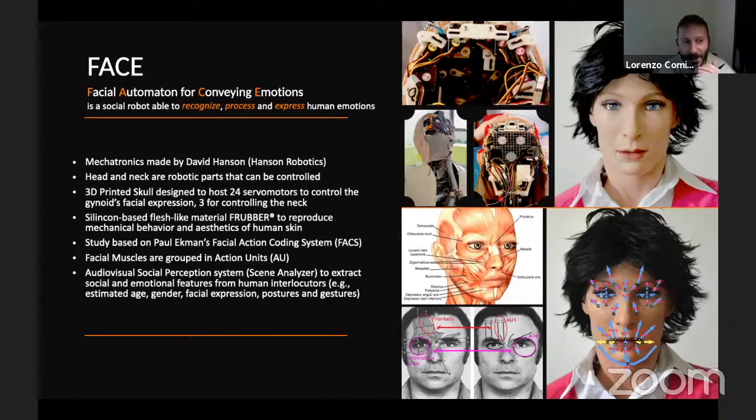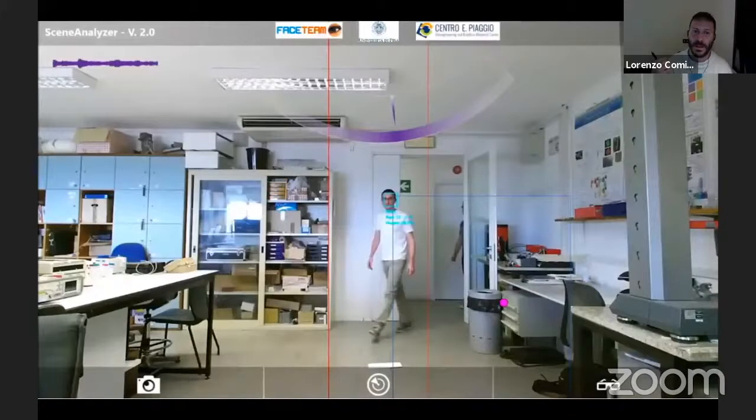The head and the neck are robotic parts that can be controlled by an artificial intelligence. Practically, she has, I'm sorry if I say she, but it's a genoid, so I will use this term, a 3D printed skull designed to host 24 motors that control the facial expression, and three for controlling the neck. Previous slide, sorry. Thank you, Caterina. Excellent.